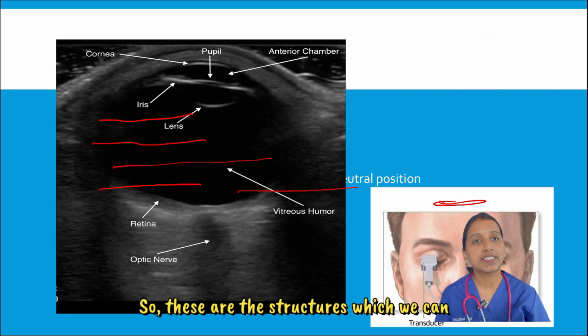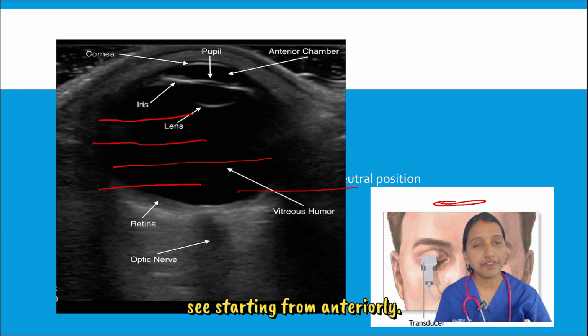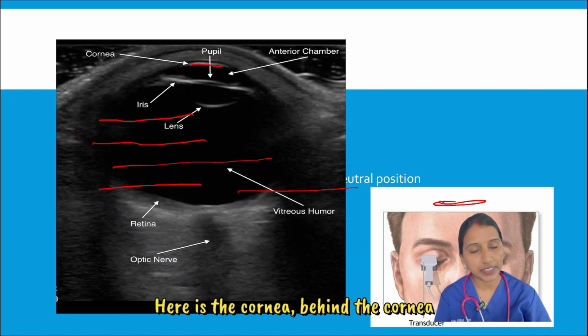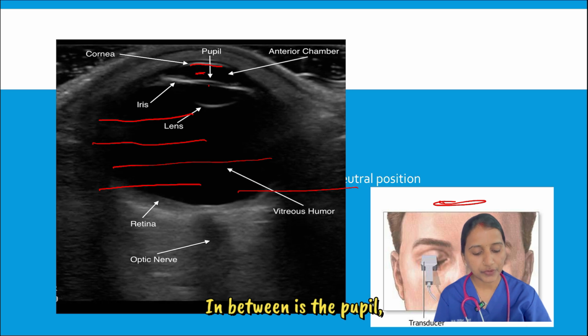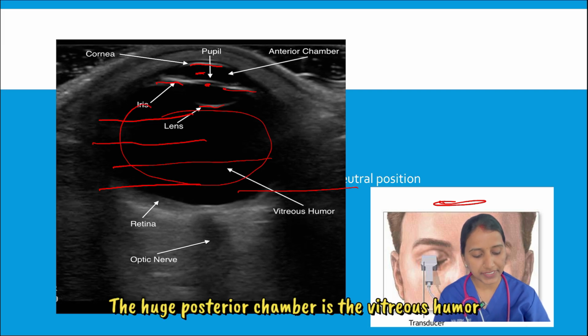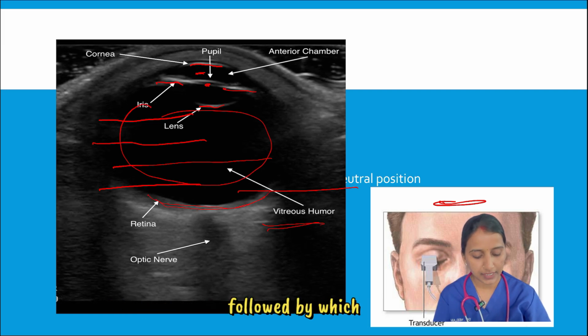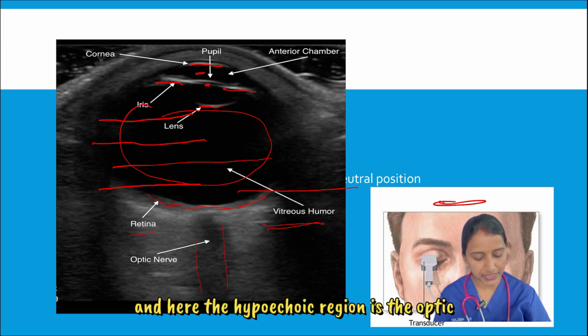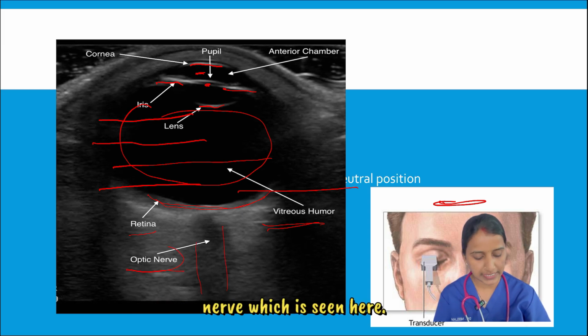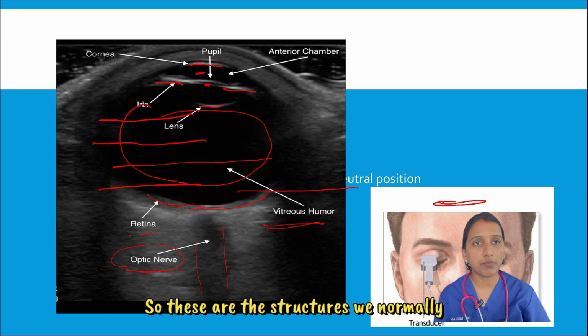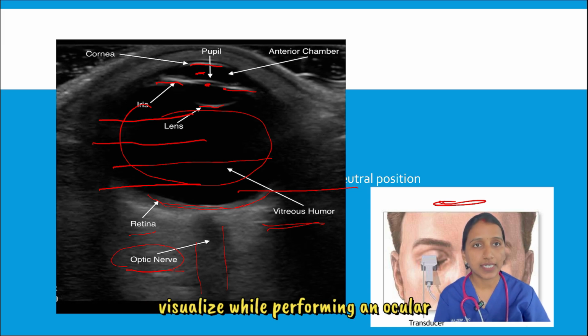These are the structures which we can see, starting from anteriorly. Here is the cornea. Behind the cornea is the anterior chamber. In between is the pupil. Behind the pupil we can see the lens. On either side is the iris. The huge posterior chamber is the vitreous humor, followed posteriorly by the retina, and here the hypoechoic region is the optic nerve. So these are the structures we normally visualize while performing an ocular ultrasound.